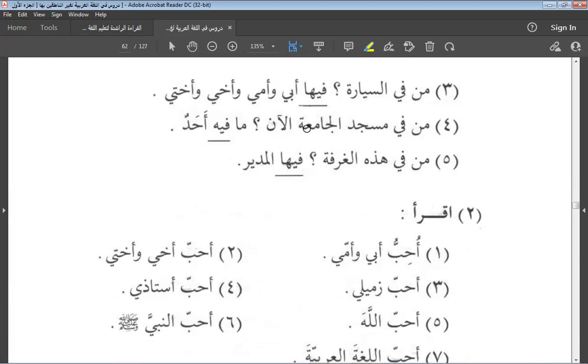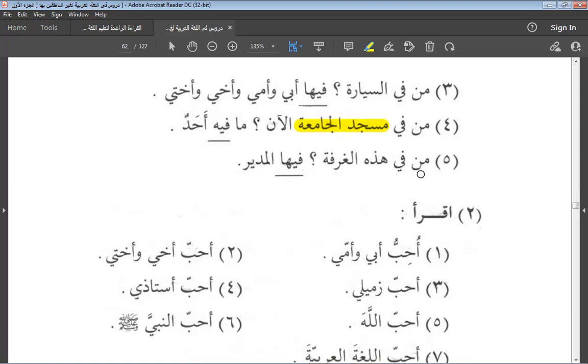Man fi masjid al-jami'at al-an, who is in the university's mosque. You see the prepositional possessive phrase, man fi masjid al-jami'ati al-an, who is in the university's mosque now. So if you're on campus, University of Ghana campus, and then you want to ask maybe on your status who is at the Legon Central Mosque, you just type man fi masjid al-jami'at al-an, who is in the university's masjid now. Ma fihi ahadun, there is none in it.